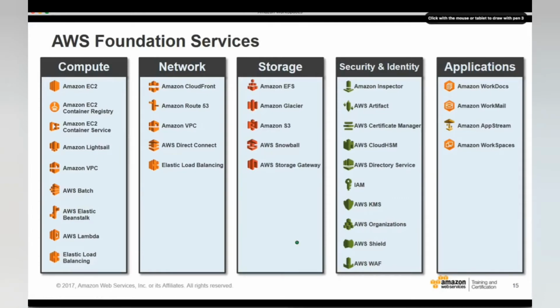VPC, this stands for Virtual Private Cloud. This is your network or your data center in the cloud. Just like you would have an on-premises data center where you can control your IP addresses, you're controlling your firewall rules and your networking and how your traffic is moving in and out of your network. That's what VPC is all about.